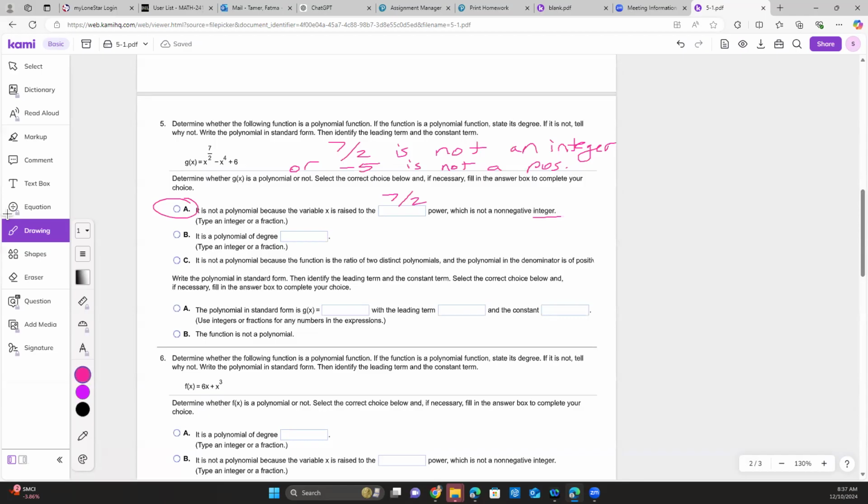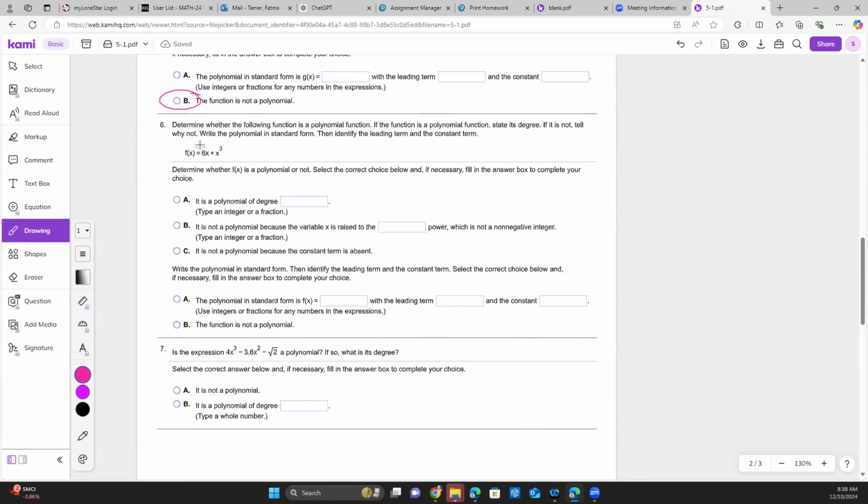Now, because it is not a polynomial function, we can't put this function in standard form. Again, standard form means from the highest exponent to the smallest exponent. So if this was like a 3, I would move the negative x to the 4 to the beginning, and then x to the third would be in the middle, and 6 would be last. But whenever it's not a polynomial function, you just say the function is not polynomial.